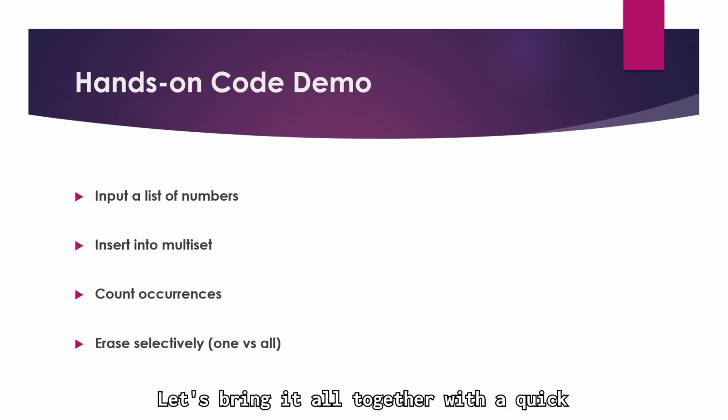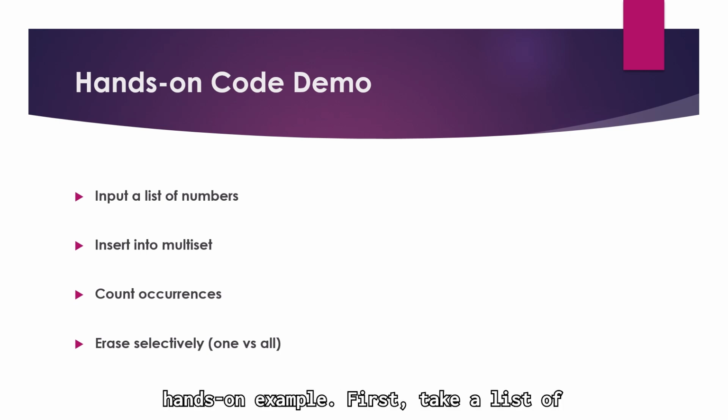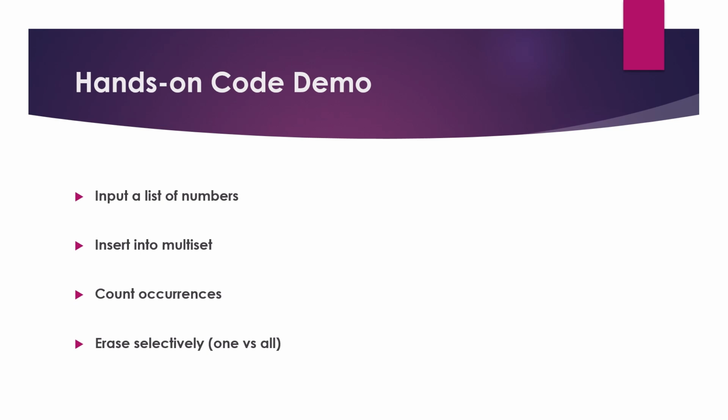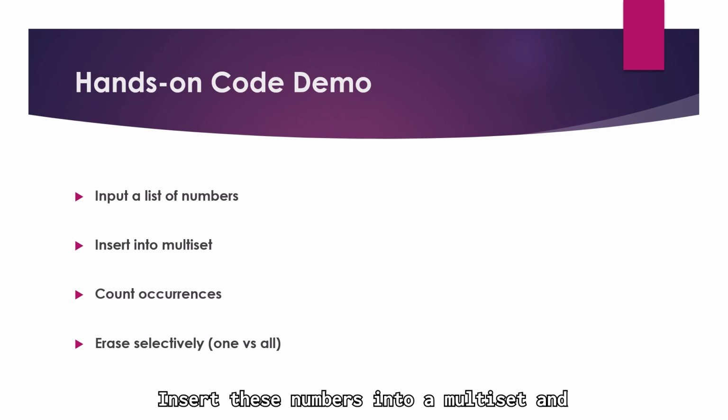Let's bring it all together with a quick hands-on example. First, take a list of numbers from user input or a file. Insert these numbers into a multiset and remember, duplicates are welcome. Next, use count to find how many times a value appears. Finally, practice erasing both all occurrences of a value and just a single instance. This hands-on session will solidify your understanding of multiset behavior.